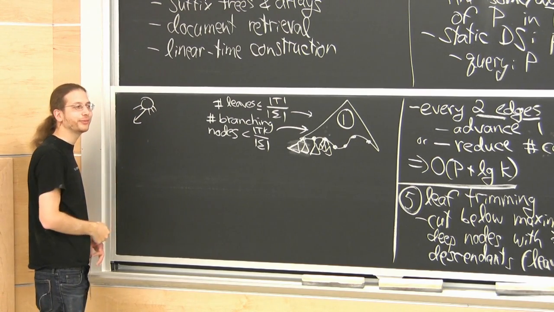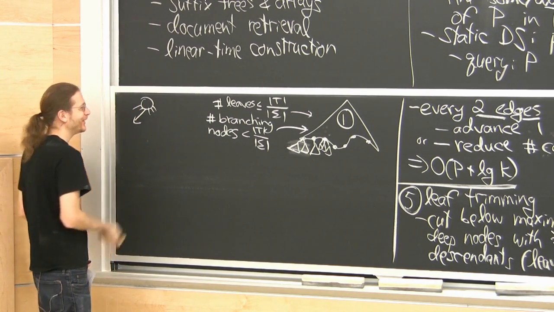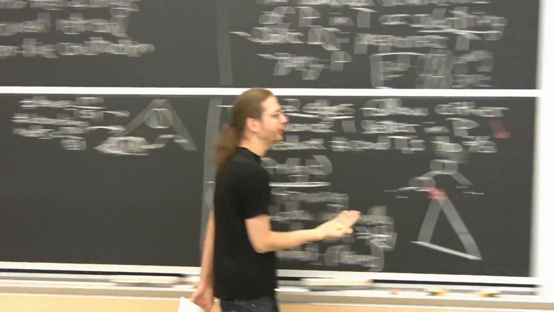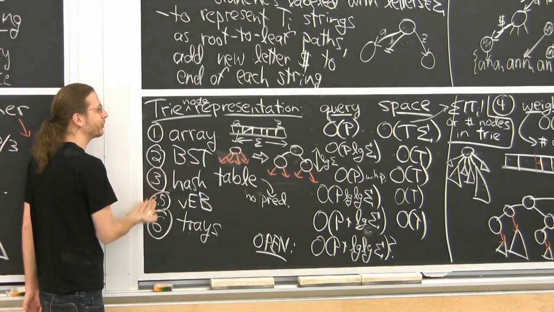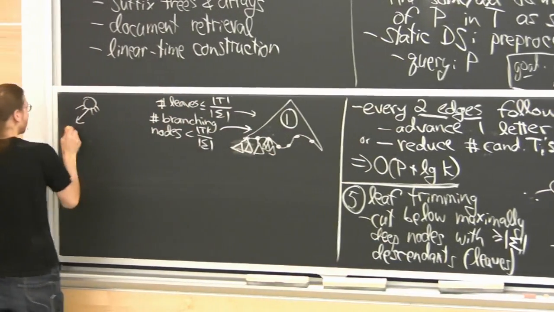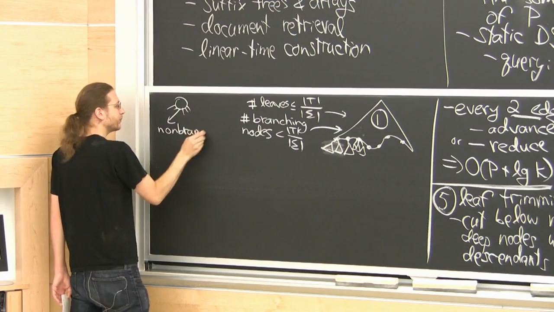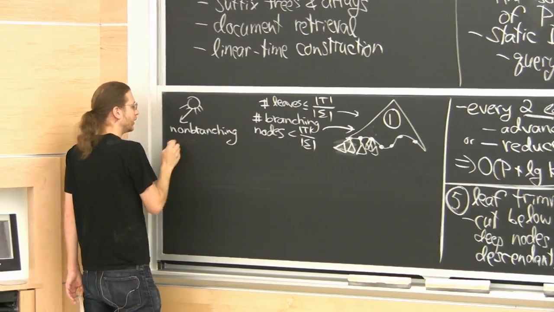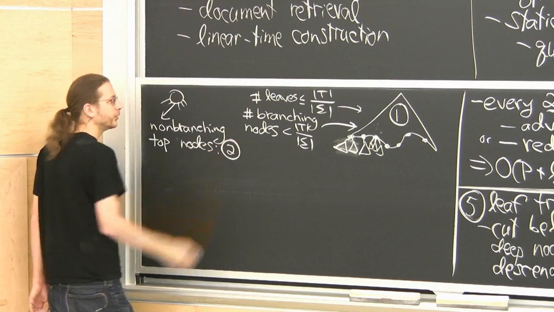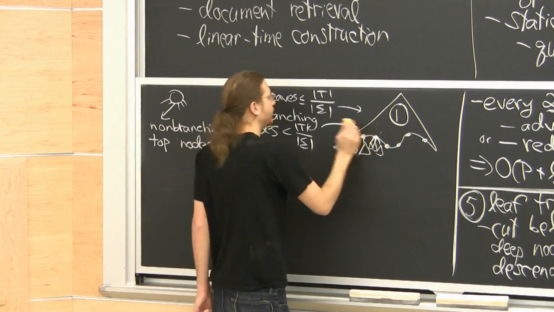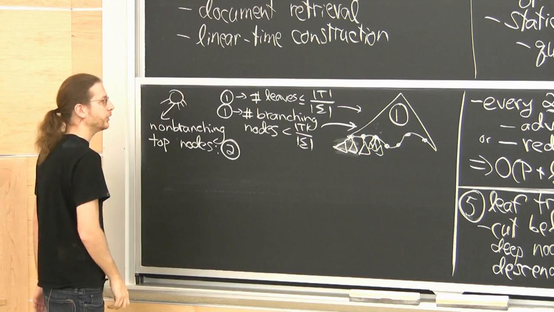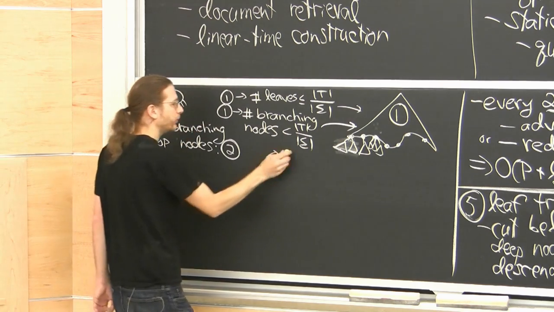What do I do for those nodes? Not very difficult. I just store that one pointer and I store its label. I guess you could think of that as method 2 in a very trivial case. You see, is this the right label? Yes or no. So for the non-branching top nodes, I will use method 2. For these guys, I use method 1. For these guys, I use method 1. So I can afford all this. This will all take order t space.